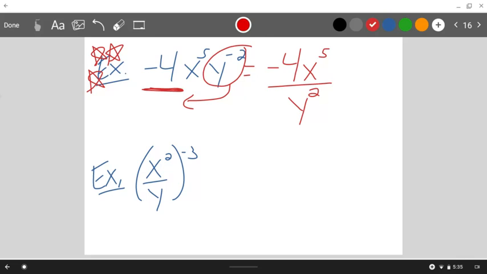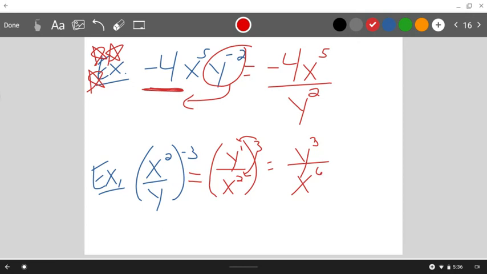For the second example, the negative exponent makes the entire fraction flip over. So that's going to be y over x squared, and then the exponent becomes positive. And now we can distribute it in, multiply exponents, y to the 3rd over x to the 6th.